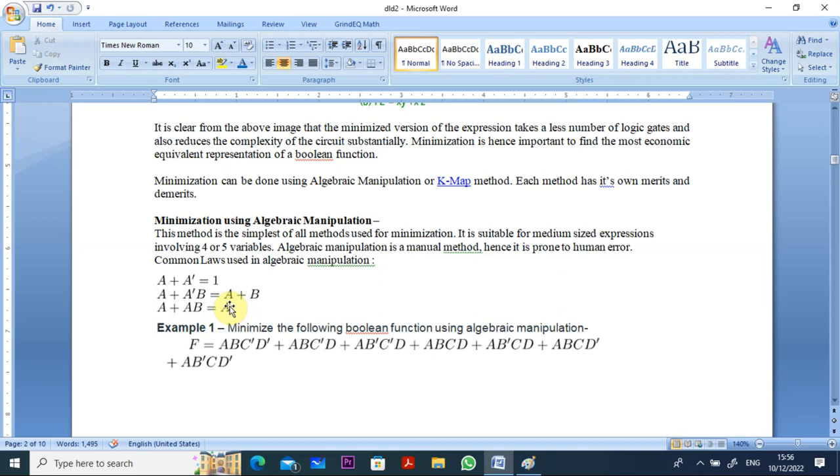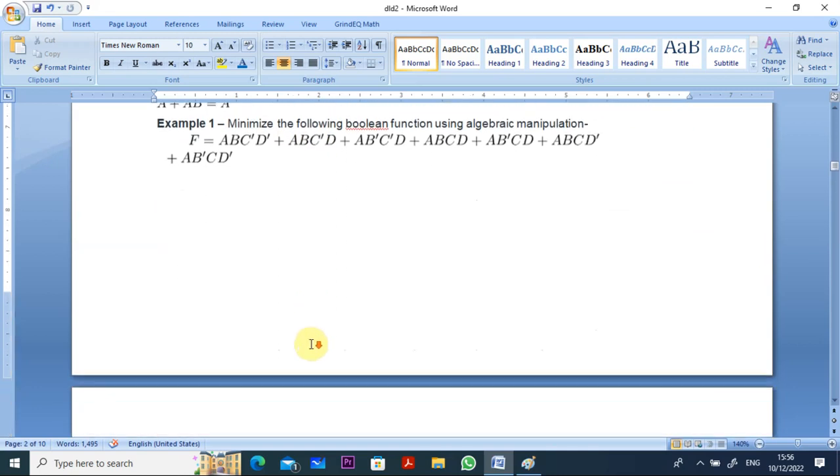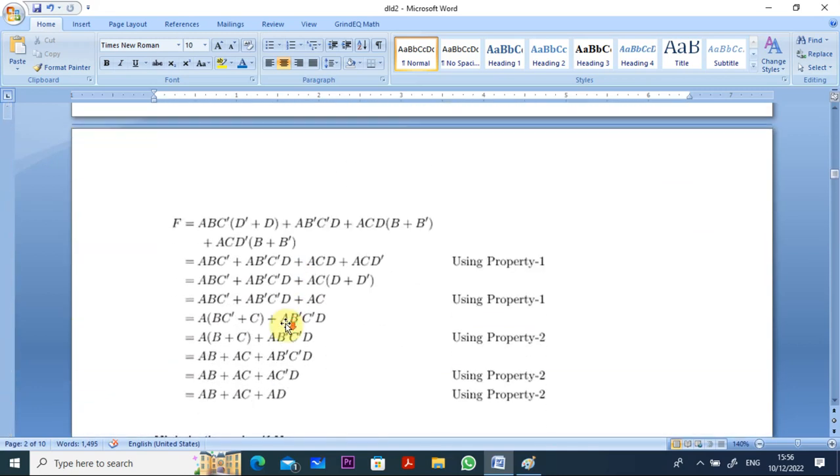Now we are going for one example. Minimize the following Boolean function using algebraic manipulations. You can minimize using algebra, using the Karnaugh map, and you can use the other methods. Now we are learning how to minimize using algebraic manipulation. Then we'll go for the Karnaugh map.